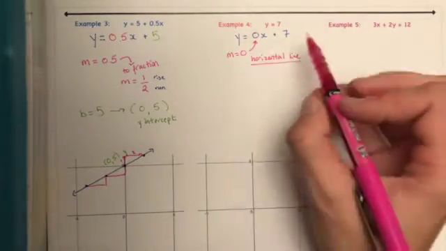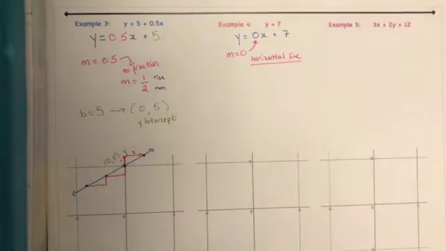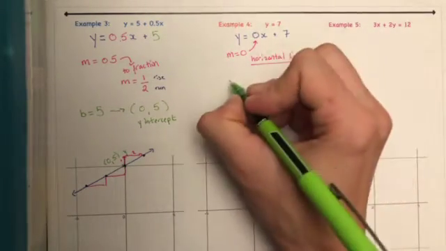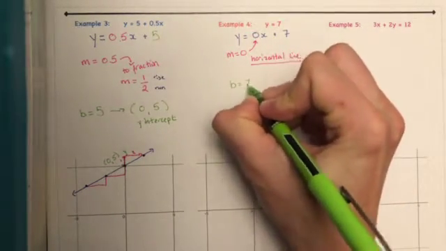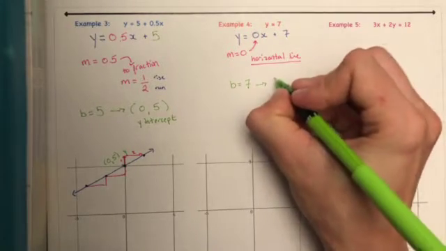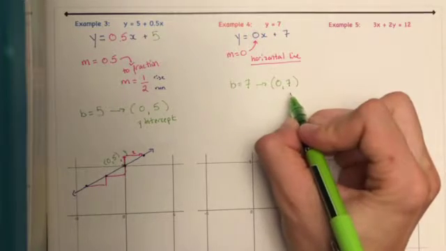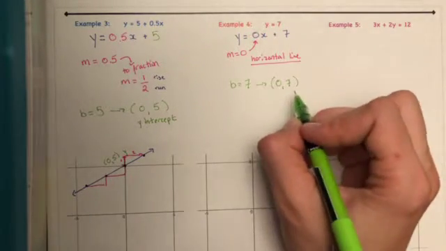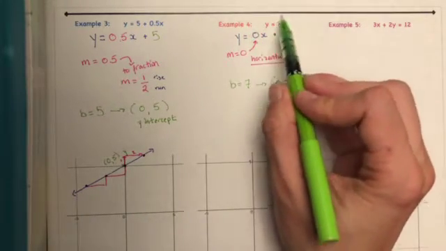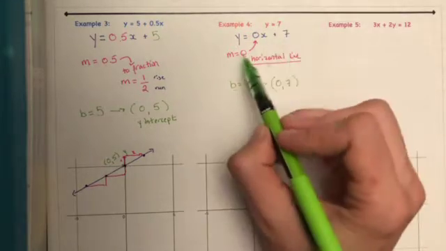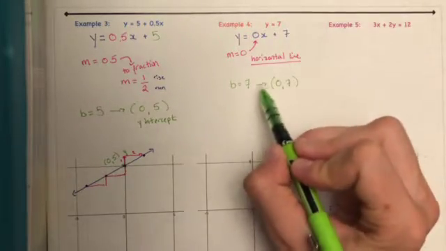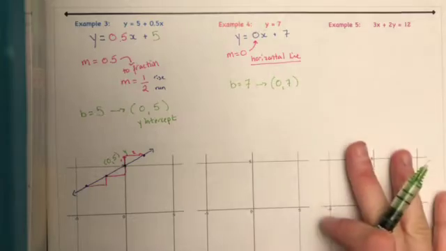So the question is, where is my horizontal line? And we can actually still use our b equals 7 to tell us that our horizontal line has a y-intercept at the point 0, 7. And so even though I don't have an x in my equation to begin with, I can still use my m and my b to help me understand it.